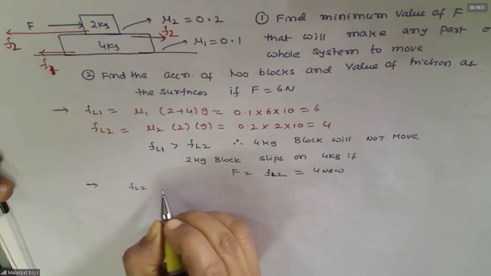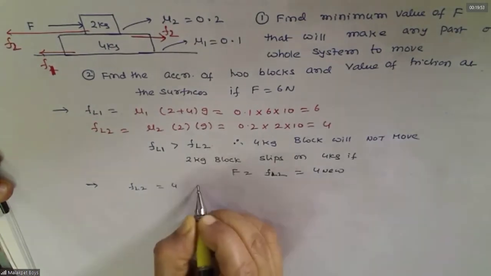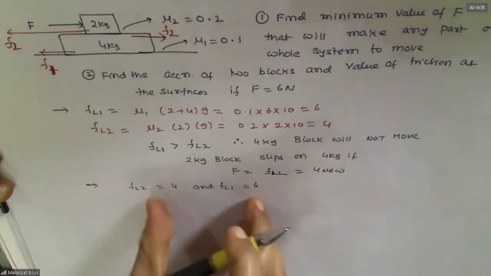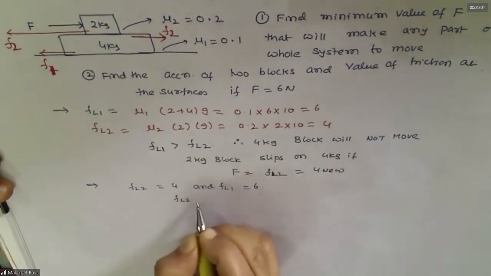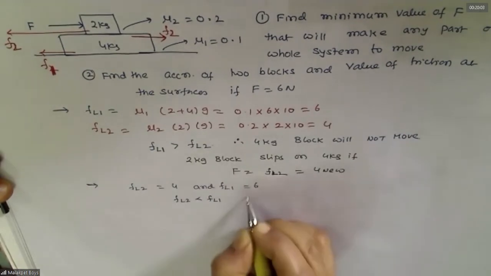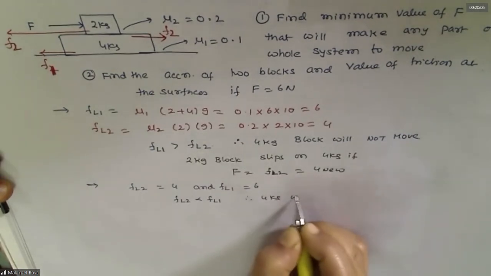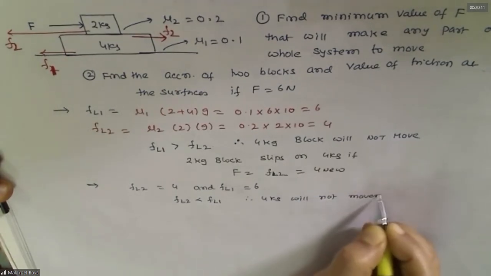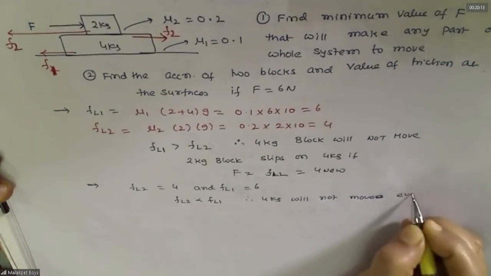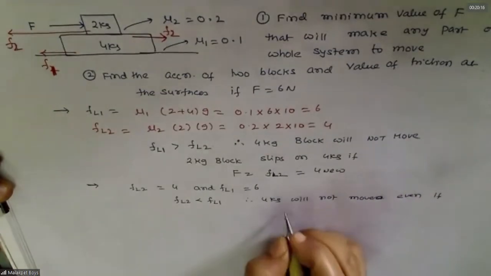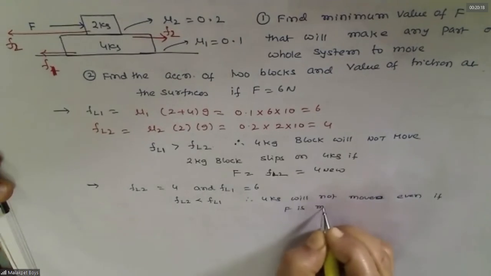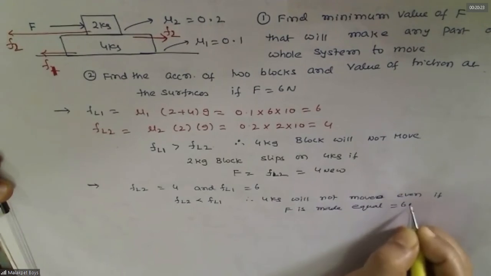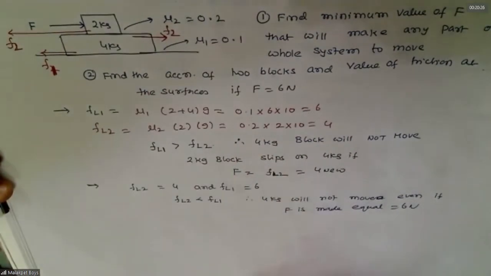Second part, you can see, FL2 is only 4 and FL1 is 6. These are constant. You can see that FL2 is less than FL1. Therefore, the 4 kg will not move, even if F is made equal to 6 newtons, because these values will not change. These are material properties.